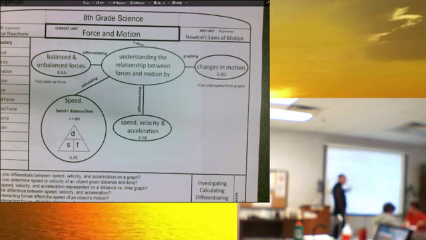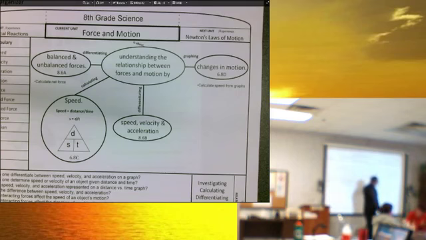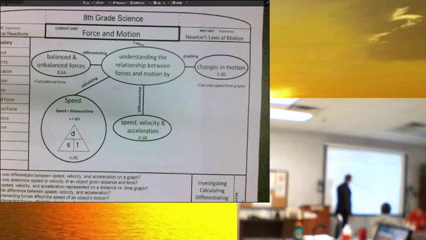You need to be able to calculate speed using the formula speed equals distance divided by time. And we will look at the solving triangle again and learn a new solving triangle. We'll also be looking at graphing changes in motion, and we'll start that tomorrow. And then on Friday, we're going to be looking at balanced and unbalanced forces, and that's what we'll be looking at next week, balanced and unbalanced forces.